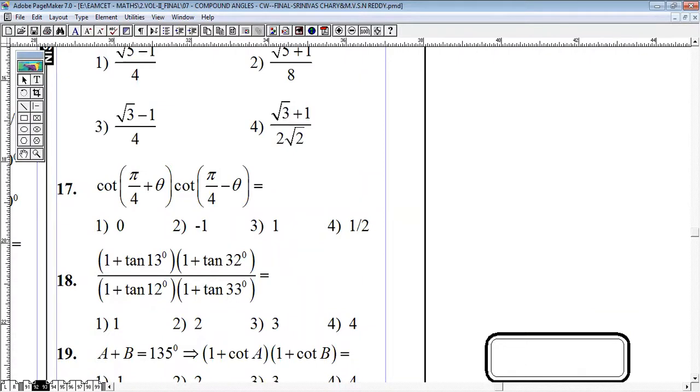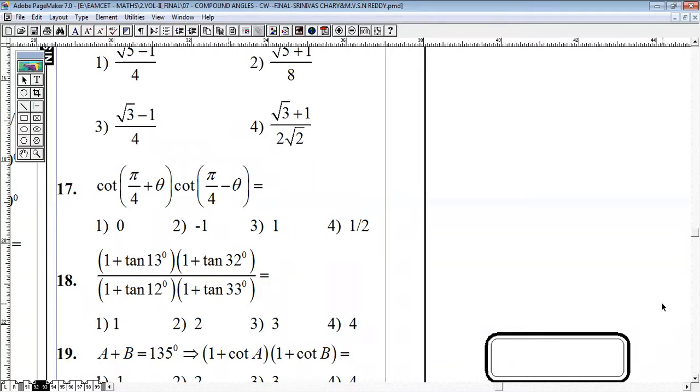Once observe that cot of pi by 4 plus theta into cot of pi by 4 minus theta. What is that answer? The result I was given. 1. Good. Because here if you observe, the sum of the angles, when we add both angles, we get pi by 2. When a plus b is 90 degree, cot a into cot b value is 1. That's why the answer is 1. Then look at the problem number 18.